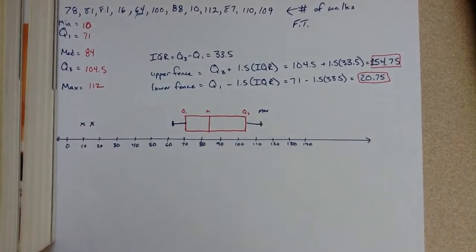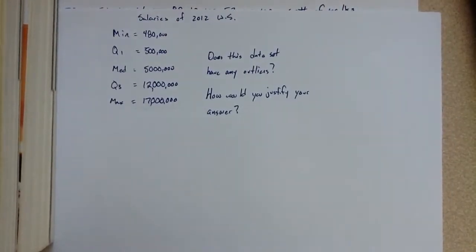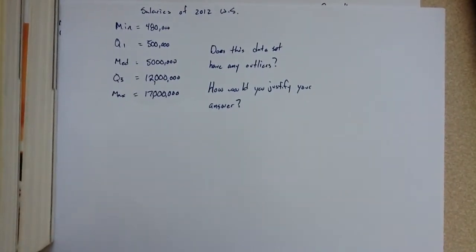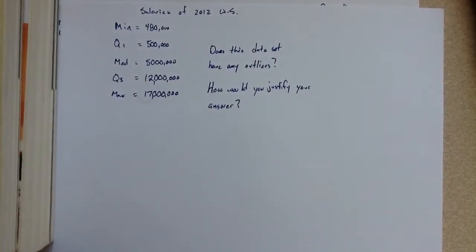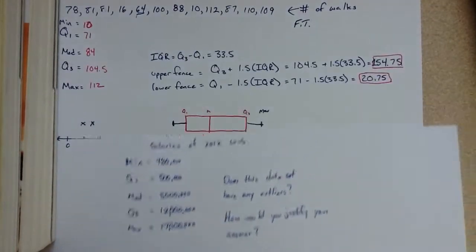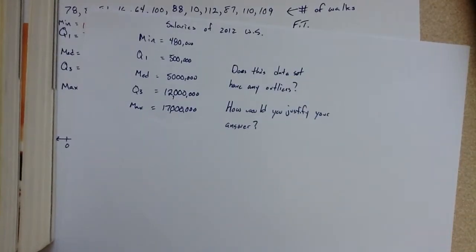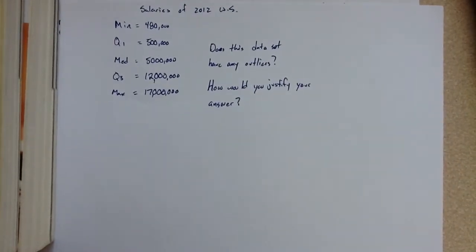What I'm thinking that you might want to consider here would be another data set, or another way the data could be presented. So here we have the salaries of the 2012 White Sox. There's some summary statistics, the minimum, Q1, median, Q3, and the maximum. And so does this data set have any outliers? How would you use what I've just shown you here to determine that? So does it have any outliers? And how would you justify your answer? I'd be interested in seeing some of you post a video response to that question.